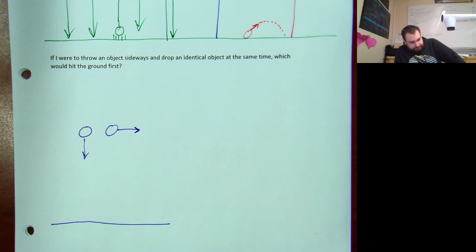Connor. Hands up if you agree with Connor. The object that's going straight down is going to hit the ground first. Okay, hands up if you disagree with Connor.